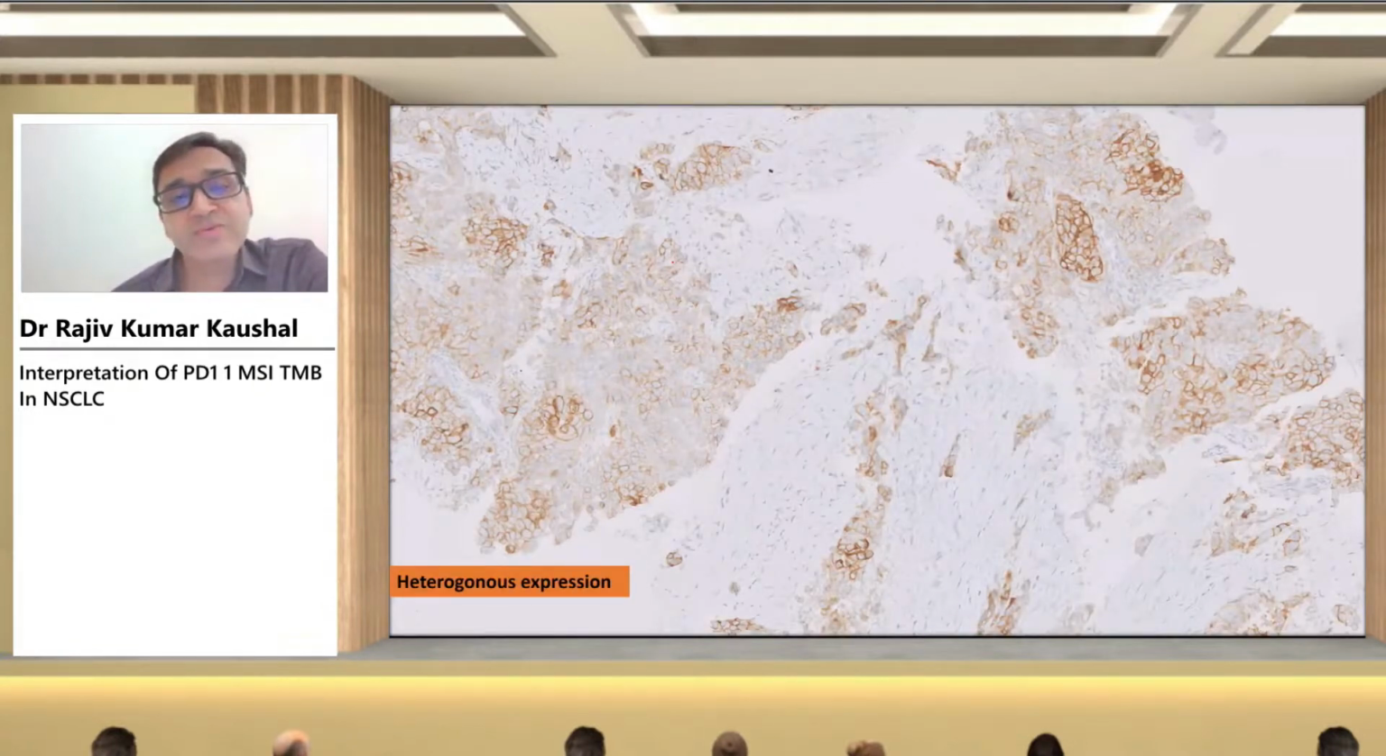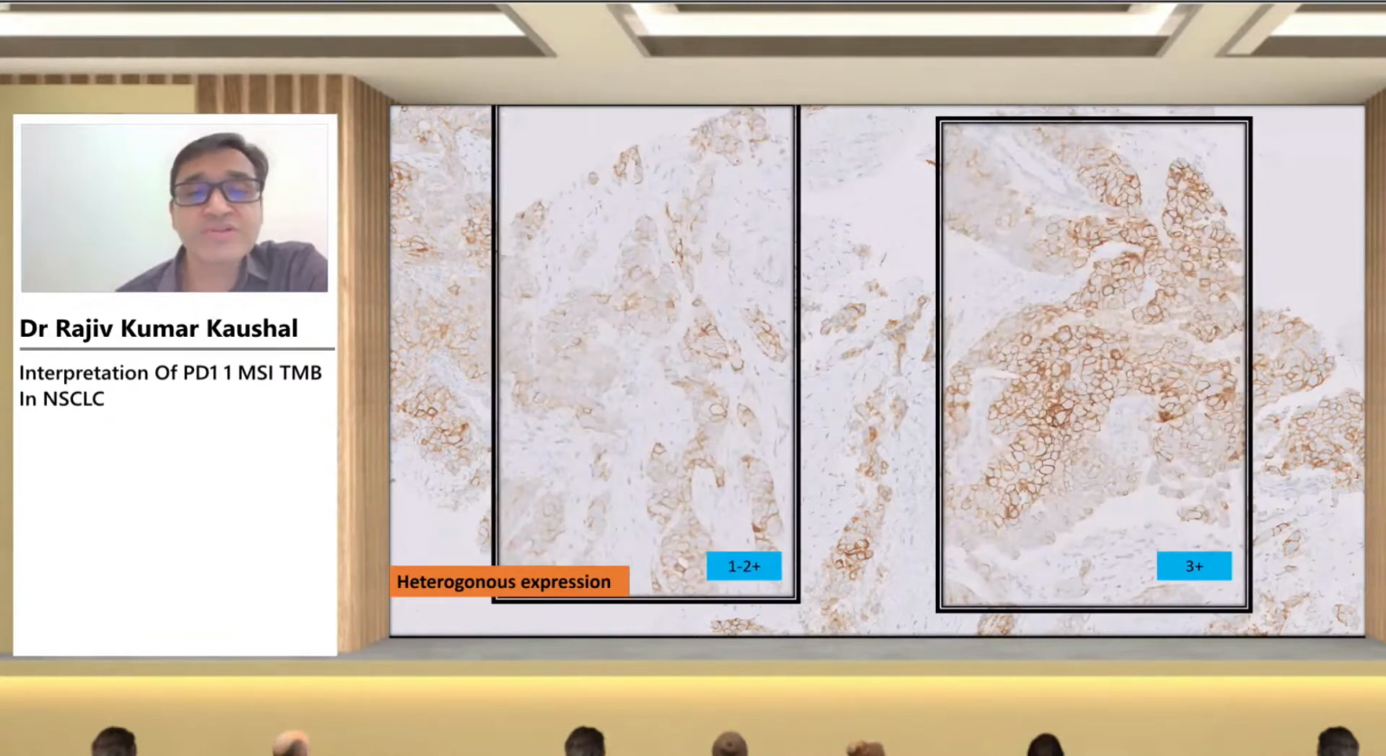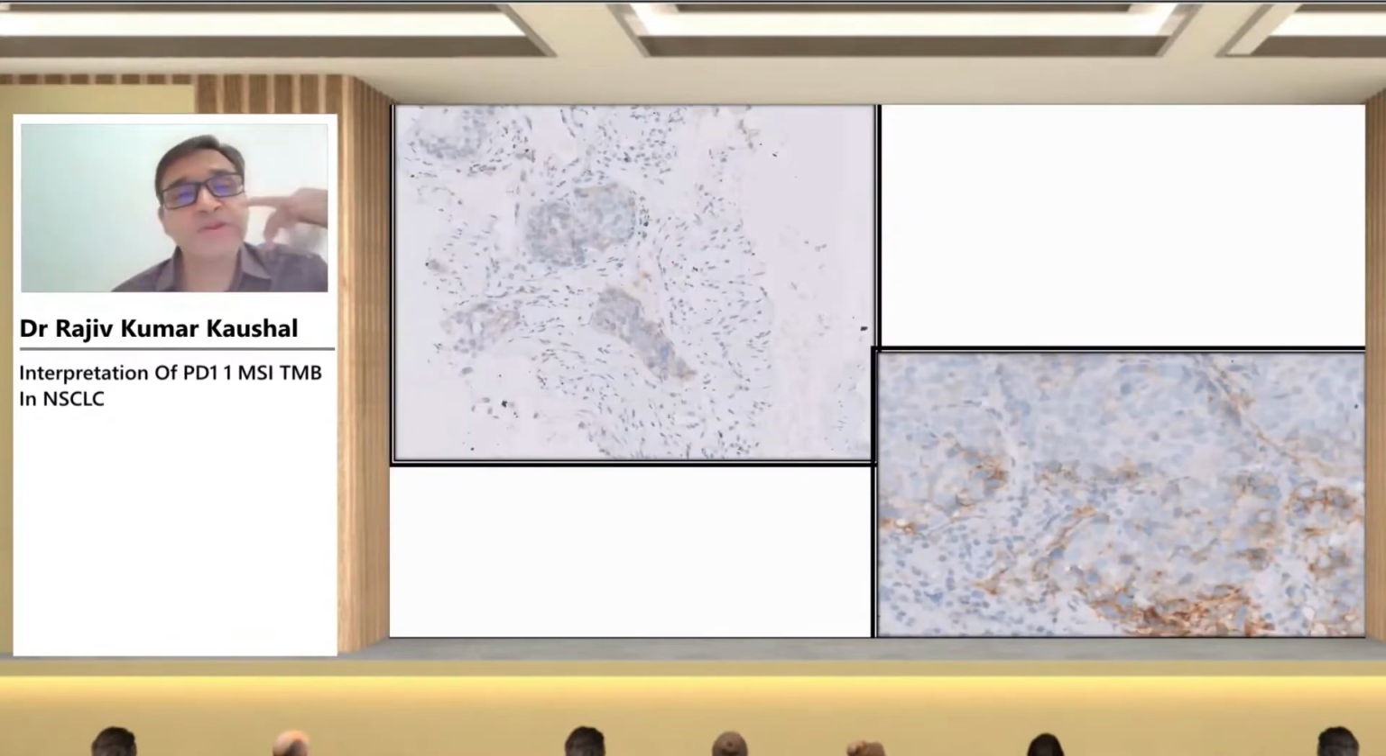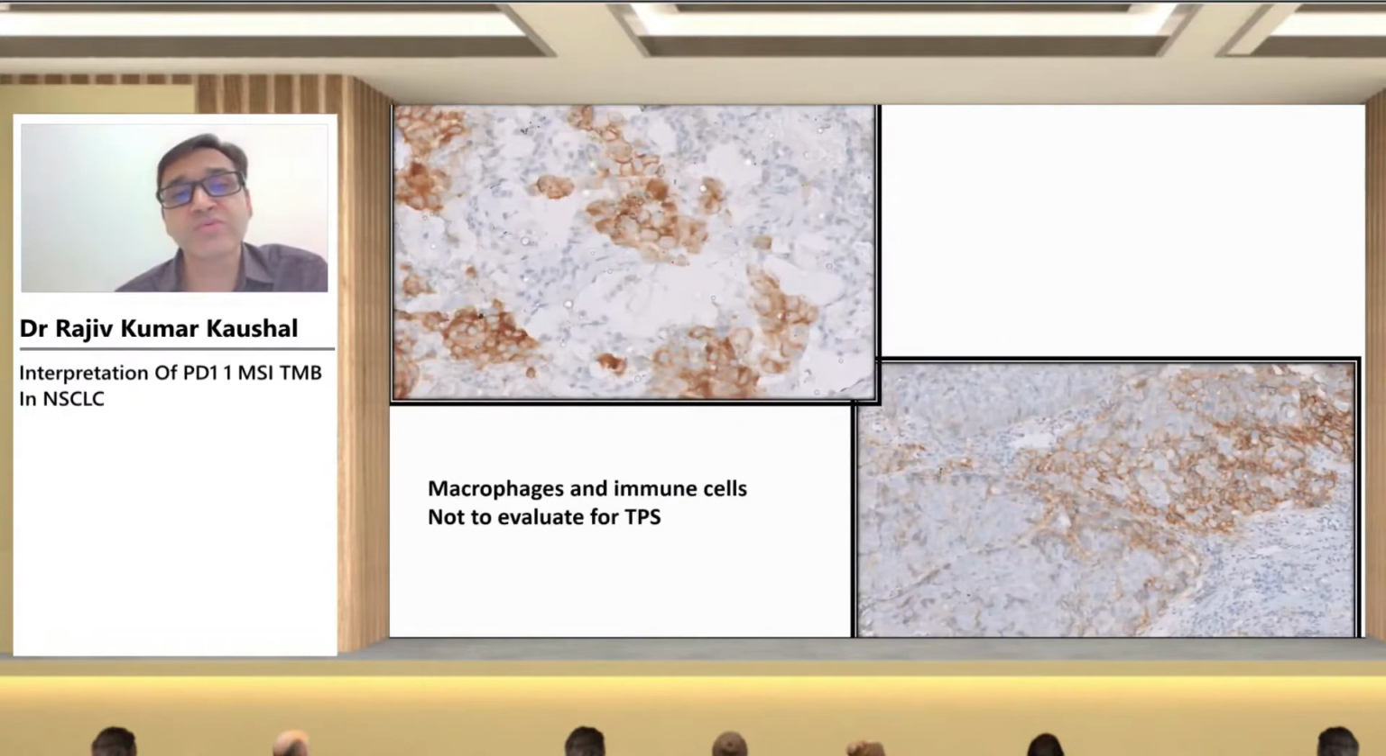We have to take into consideration that in many of these cases we see a lot of heterogeneity. As you can see, there are areas which are weakly positive and strongly positive. So the overall score is based on both strong as well as weak expression. Heterogeneity can be seen across the tumor site and between metastatic sites, and PD-L1 expression can also change if there is a history of any treatment. Another important thing while interpreting PD-L1: we have to carefully see if there is weak staining, and if the surrounding immune cells show staining, we don't have to count them.